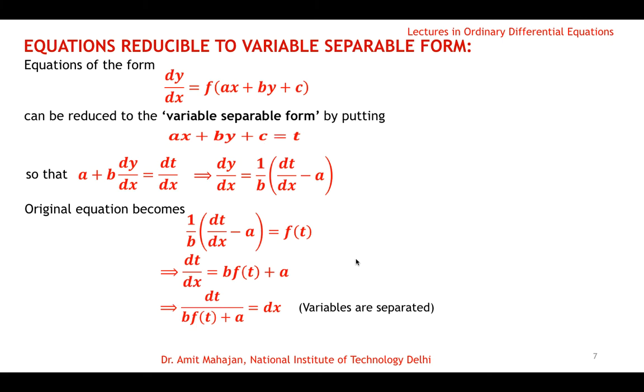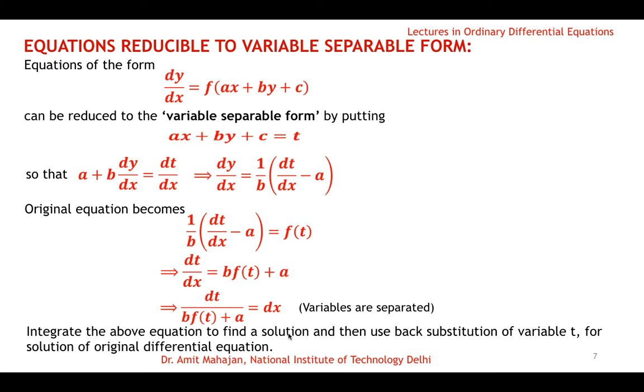Now we can integrate this to find a solution, and once we have the solution we need to use a back substitution for t. Because it will give a solution in variables x and t, and then we can substitute t as ax plus by plus c to find the solution of this original differential equation.